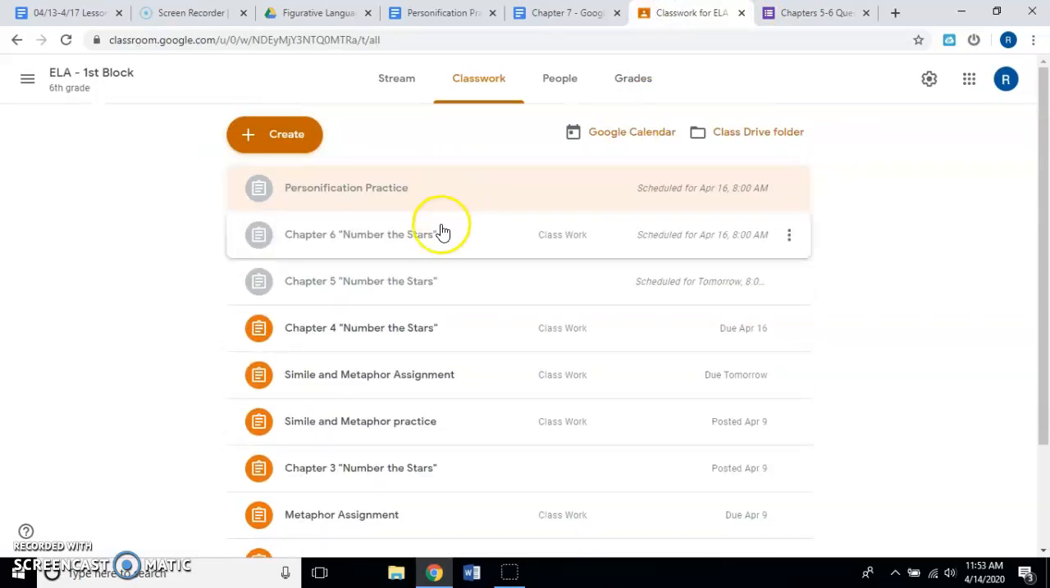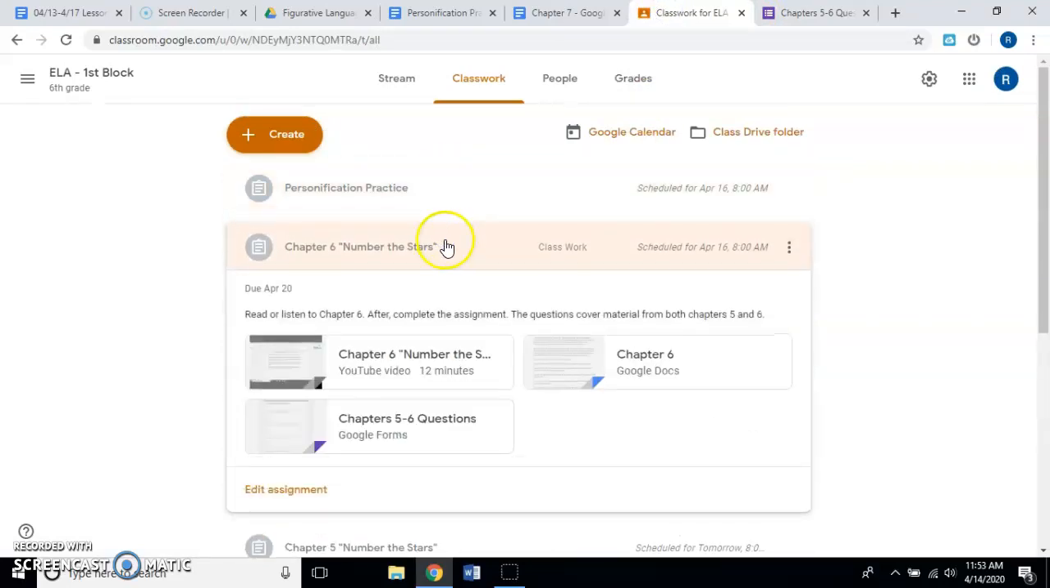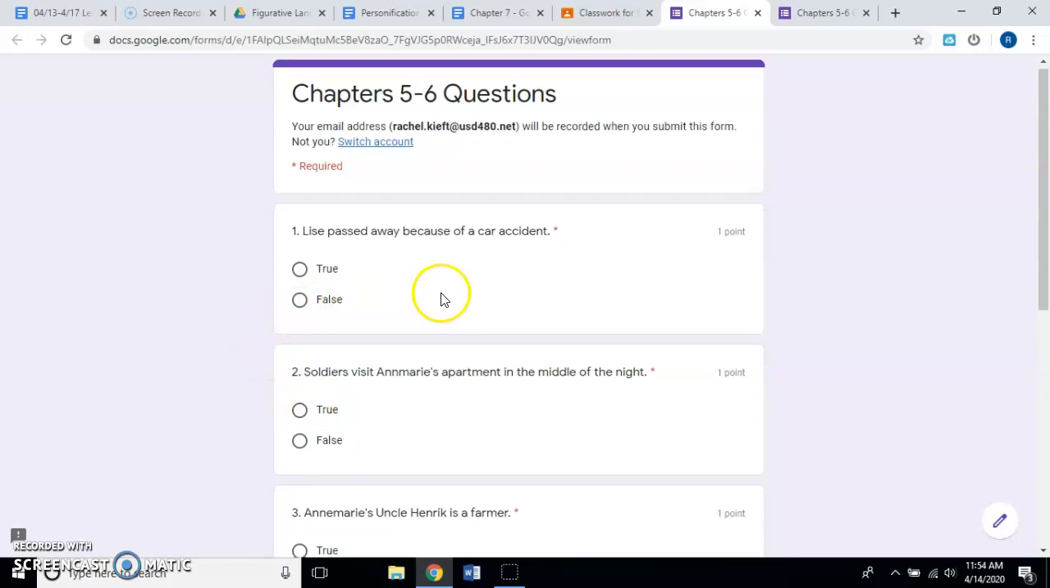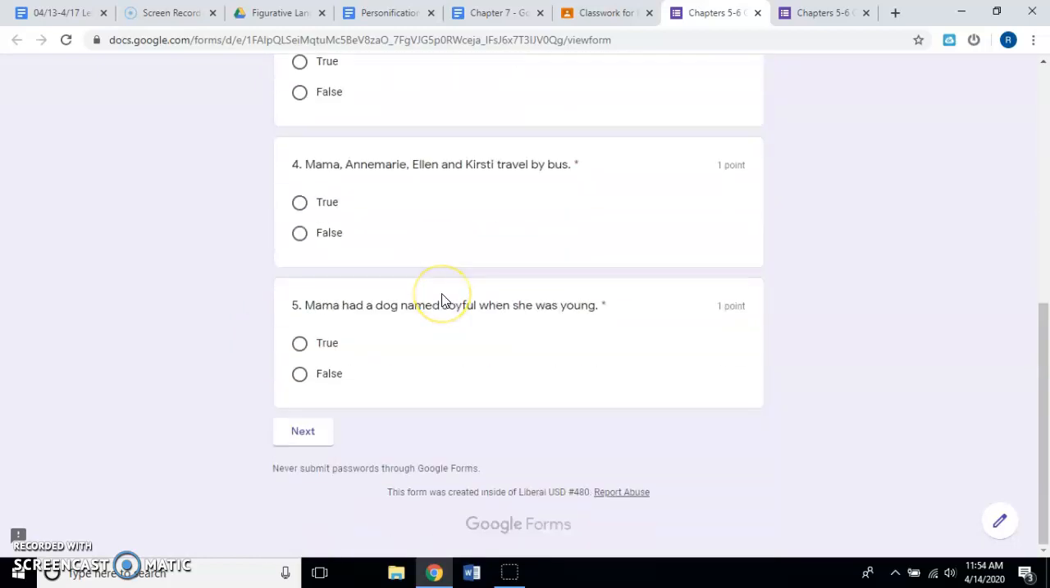Let's jump into Number the Stars. Today is chapter 6. You have the choice again whether to listen to it or read it. And then today you do have questions, and questions are over chapters 5 and 6. And we start with 5 true and false questions.